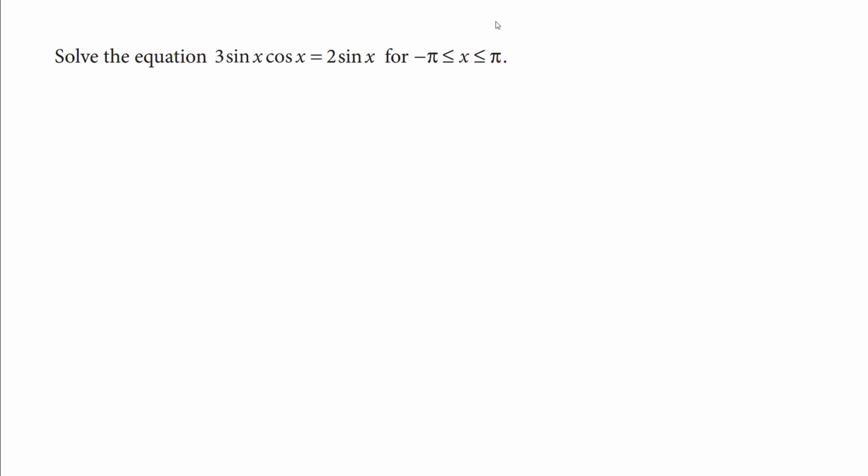So let's solve this trig equation. Now, it's tempting to simply divide both sides by sine x to cancel that out, but doing that is a mistake. We'd be losing some solutions. It is better to move things over and to factor.